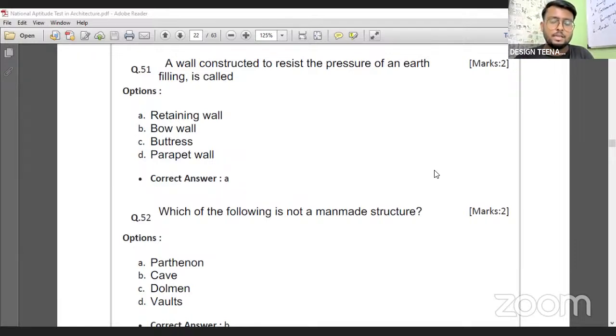Listen to this carefully. Parthenon is a building built by man. Dolmen is one of the parts of a building. Walls are also part of a church, or normally in Greek architecture, this Romanesque architecture we have seen. So these are all parts of a structure built by man, and these terminologies have been given by man. Cave is something which is naturally created. Man went and stayed in there. So cave is the right answer. It's not a man-made structure.